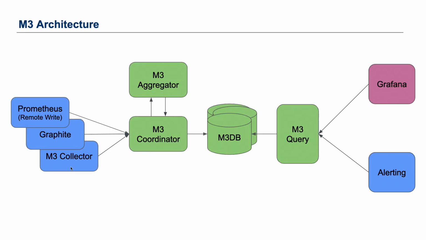So a little bit more about the M3DB architecture. The 4 key components of M3DB are, first, the coordinator, which allows you to write to multiple M3DB instances. The coordinator exposes an HTTP endpoint that can be used as a Prometheus remote write, and it can also be used as a remote read.